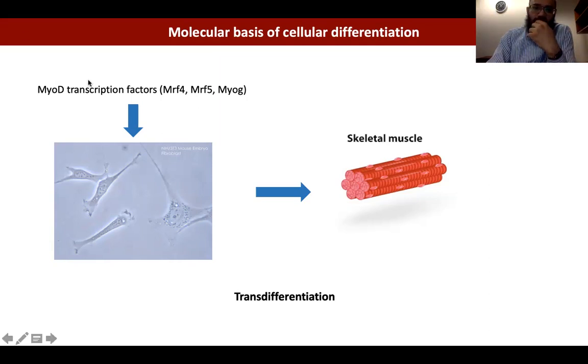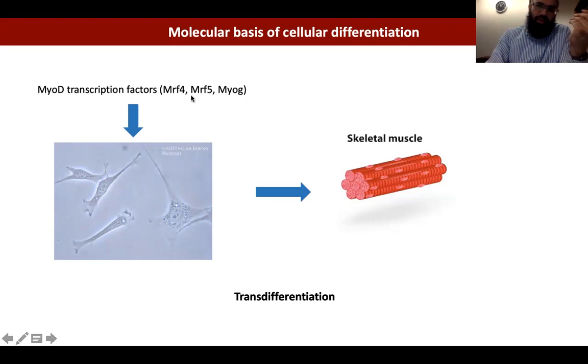Once the transcription factors for muscle differentiation were identified, some scientists expressed these transcription factors in fibroblasts. The way people usually do this is through retroviral vectors. They isolate the genes from, for example, mice or even humans, and clone them into retroviral vectors. Retroviral vectors have the ability to infect any cell and integrate into the genome of the host cell. In this way, they also integrate the gene that they carry.